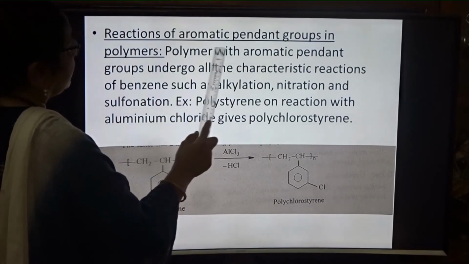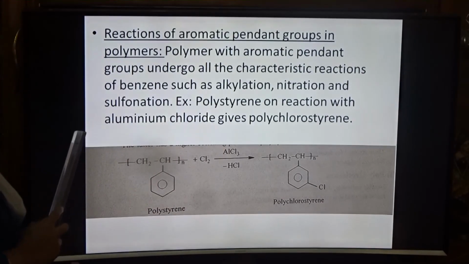So these are the reactions of pendant groups in polymers having the benzene ring.